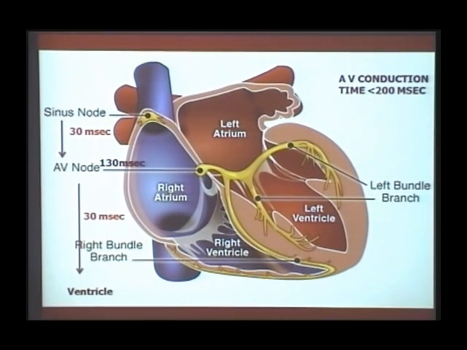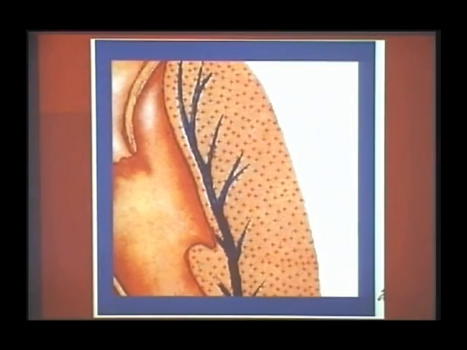Whereas sinus node to AV node is only 30 milliseconds. From the AV node to the myocardial cell is only 30 milliseconds. So of this 200 milliseconds, the AV node is contributing the majority as a delay. So these are the conduction speeds through the various conduction pathways.